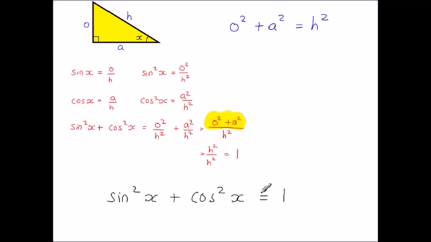This is an identity, so you can write it like this, with the 3 lines there. The difference between an equation and an identity is that an equation only balances for certain values, but an identity is true for all values. So you can put any value of x you like here, and you will always get 1. So both sides are identical.